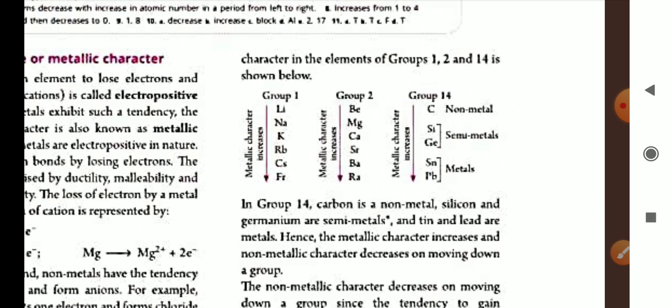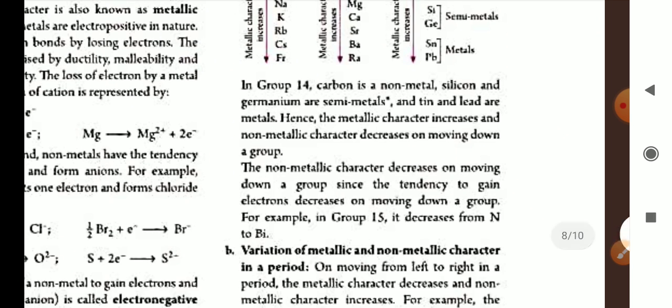You can see lithium to francium it is increasing, in group 2 beryllium to radium it is increasing, and in group 14 carbon to germanium, tin, lead it also increases, because group 14 starts with non-metals, and lead is not a highly reactive metal but it is a metal. In group 14, carbon is a non-metal, silicon and germanium are semi-metals or metalloids. Tin and lead are metals, hence their metallic character increases and non-metallic character decreases when we move down a group.